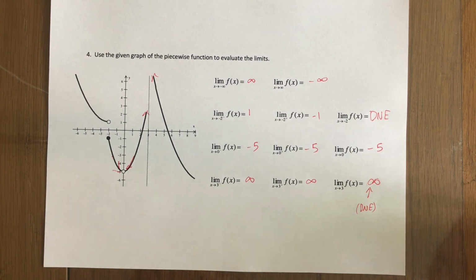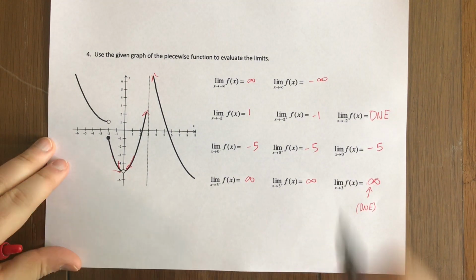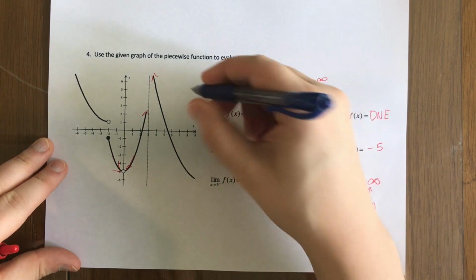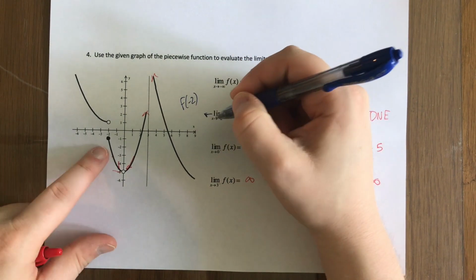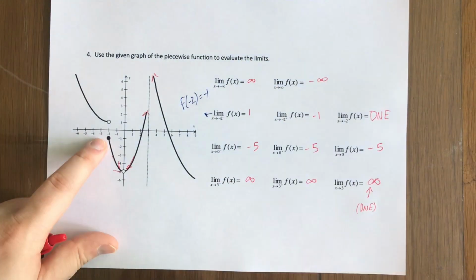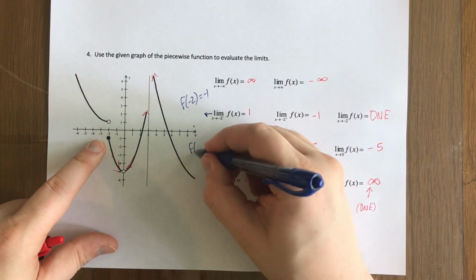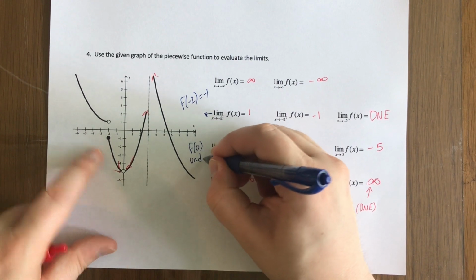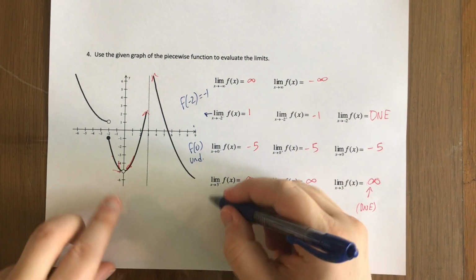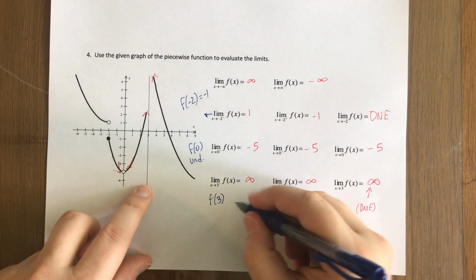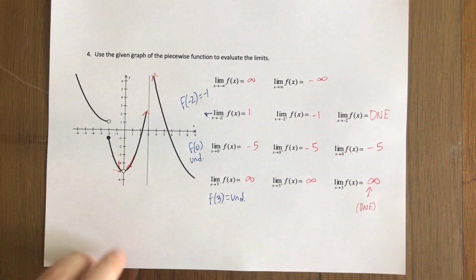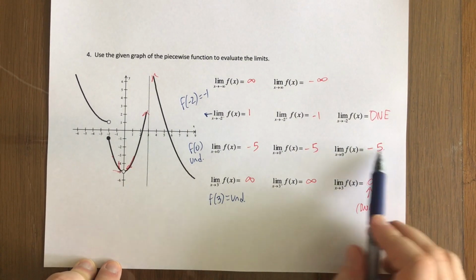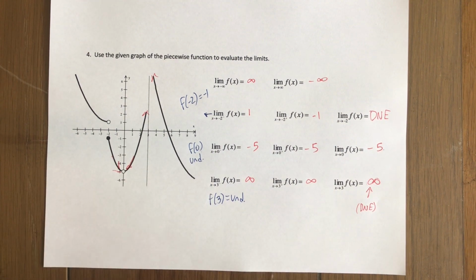Now, just to highlight real quick some other things here, if I were to have asked, like here, what is f of -2? That is -1, because that's where the point is filled in. If I were to ask what is f of 0, that's going to be undefined because there is no value for it. Same thing with f of 3. There's a vertical asymptote here, so f of 3 would be undefined. So a limit can exist even when the actual function is undefined there.